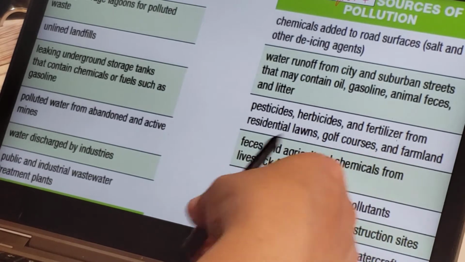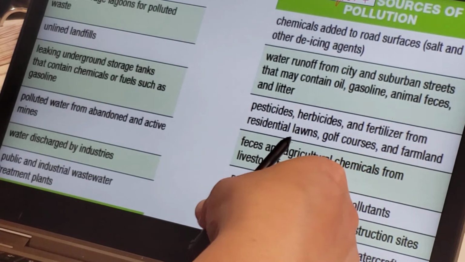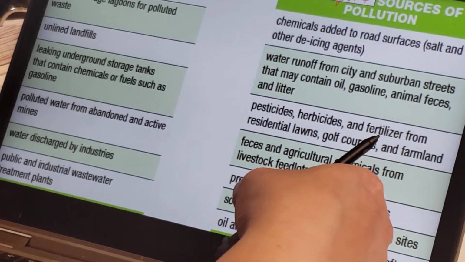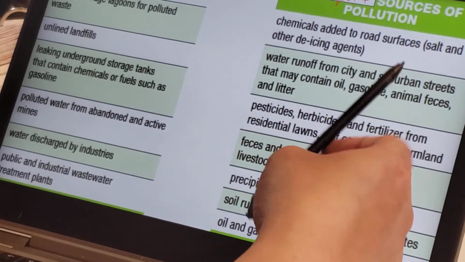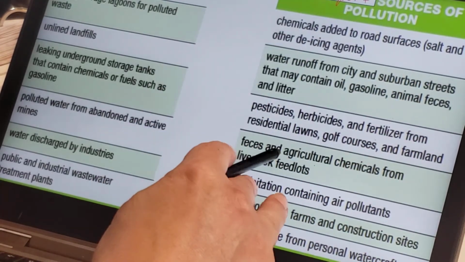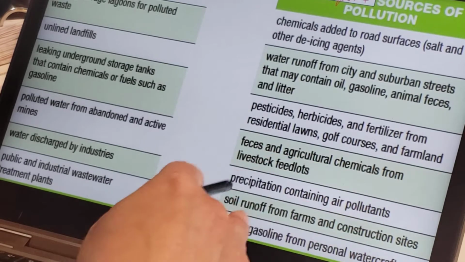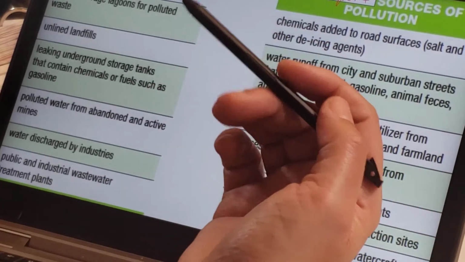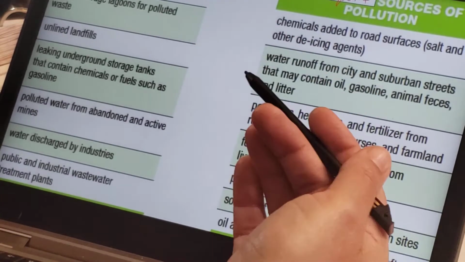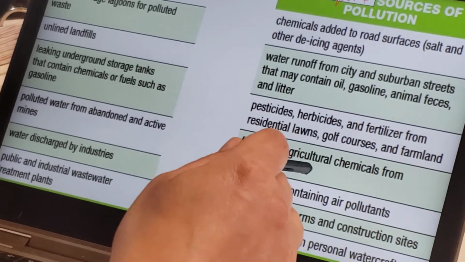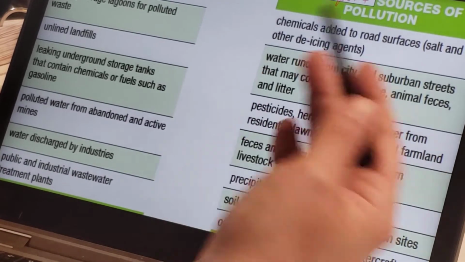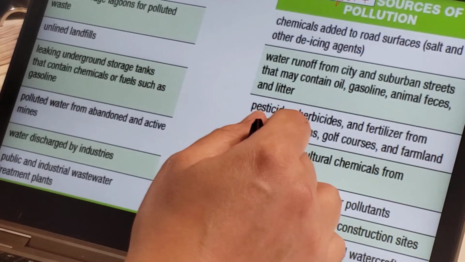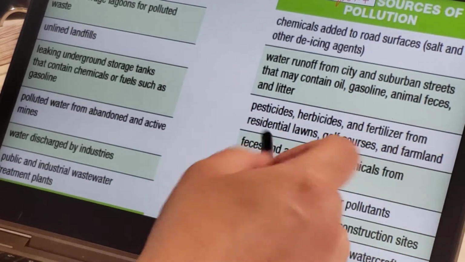Pesticides, herbicides, fertilizer from residential lawns, golf courses. Which lawn, which golf course, which farmland was the actual cause? There's no way to find that out. Fecal matter and agricultural chemicals from livestock feedlots. I mean, we have to have livestock fed in order for us to have food in the grocery store, for us to have food at home. But which was the specific one that caused that particular increase in algal bloom, such as the red tide? There's no way to know.